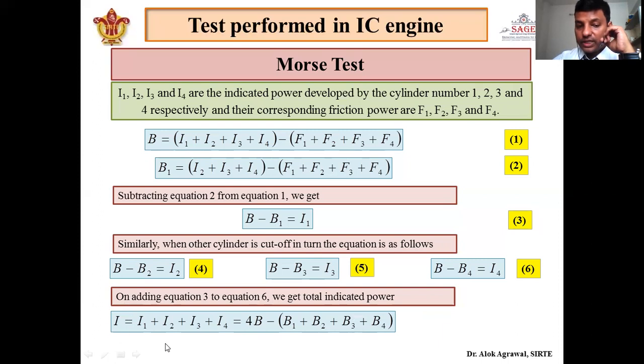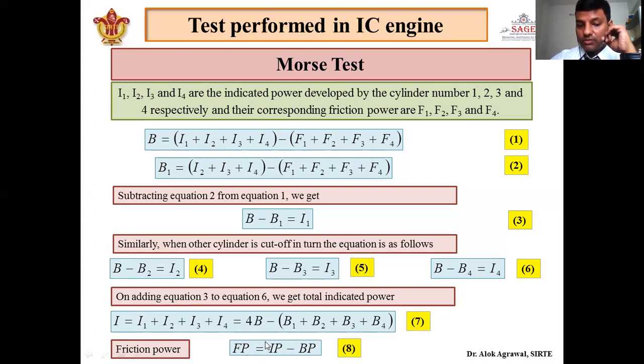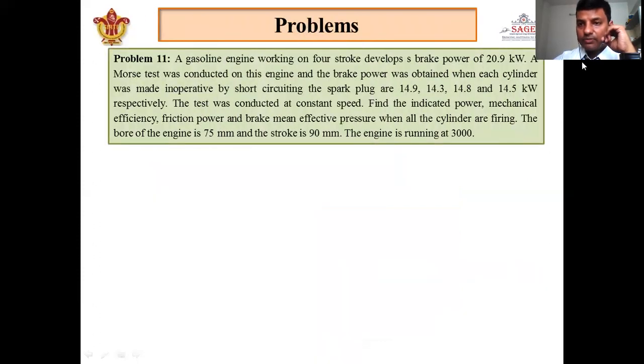And once we get the indicated power of the engine, the friction power can be calculated by I minus B, that is indicated power minus brake power. Okay. So in this way, by performing the Morse test, by cutting off each cylinder in turn, we will be able to evaluate the value of indicated power and friction power. Okay. Now let us solve one problem related to this. Very simple problem, very small problem.